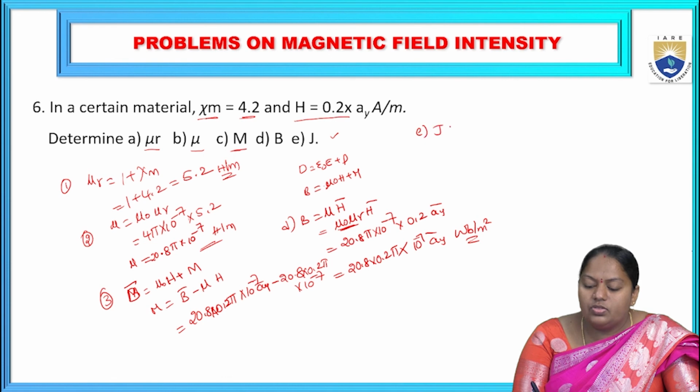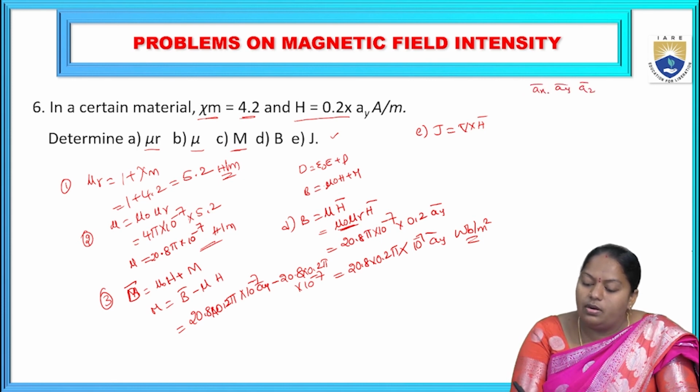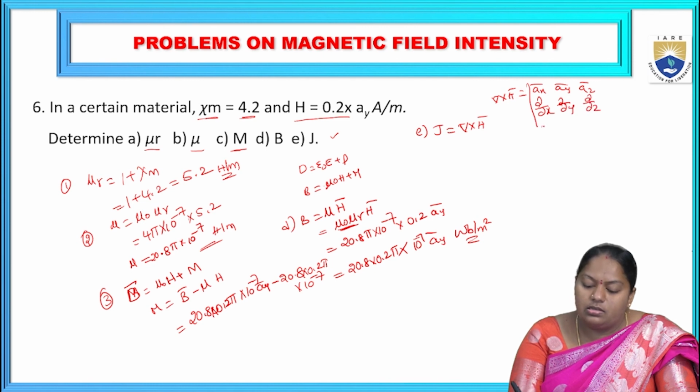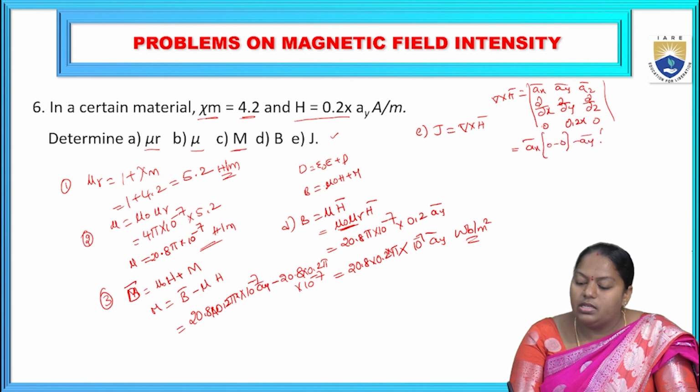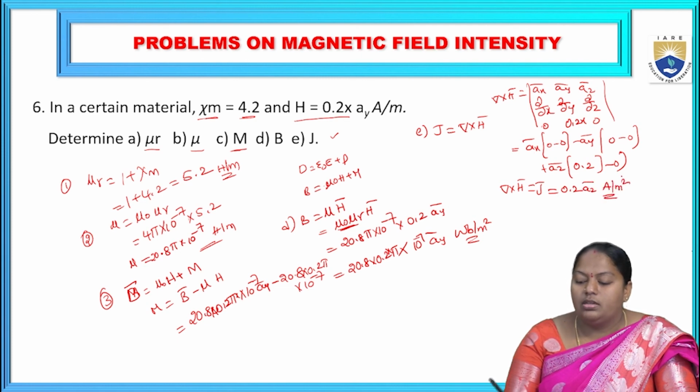Now to find J, the formula is del cross H bar. As we know, with AX bar, AY bar, AZ bar, del cross H bar is evaluated as the determinant with dou by dou X, dou by dou Y, and dou by dou Z. Then Hx is 0, Hy is 0.2x, and Hz is 0. So the X and Y components are 0, and plus AZ into dou by dou X of 0.2x, which is 0.2, minus 0. So del cross H bar equals J equals AX into 0, AY into 0, and 0.2 into AZ, the current density in ampere per meter square.